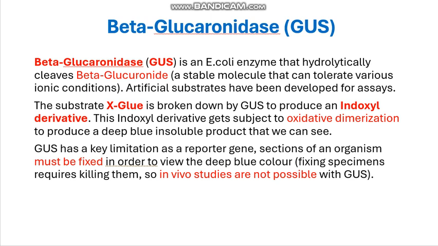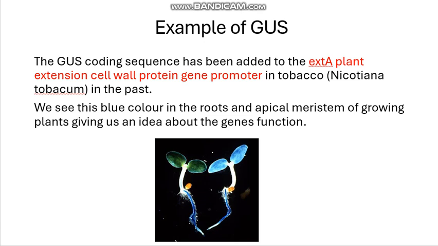expressed. But GUS has a key limitation as a reporter gene, because in order for us to view the deep blue color, the organism must be fixed, which requires us to kill the organism. So in vivo studies are not possible, and we're only able to view where genes are being expressed at specific times when we decide to kill the organism and view it.